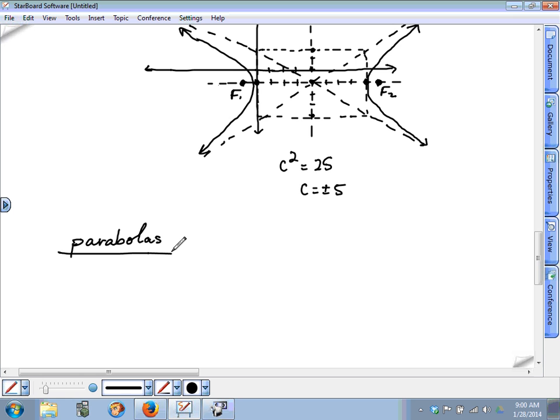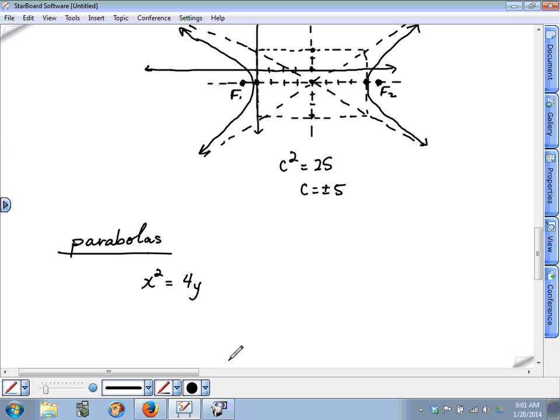So let's just do a quick review of how to graph a parabola that's not shifted. So if we have the equation x squared equals 4y. Remember, this is different than considering the parabola as a function. We're considering the parabola now as a conic.